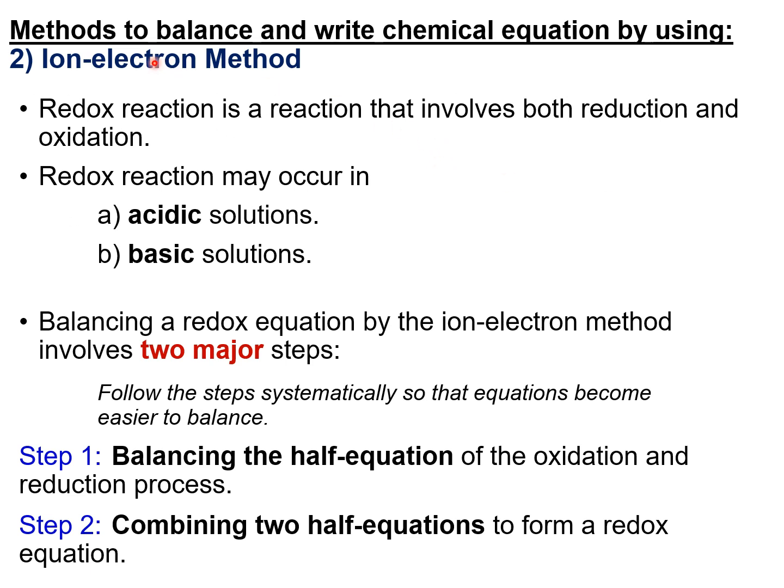Okay, next ialah macam mana you nak balance and write chemical equation by using ion-electron method. Basically, you guna ion-electron method ni bila you nak balance redox reaction. Redox reaction tu apa? Reaction yang involves both reduction and oxidation. And it may occur in acidic solutions and also basic solutions. So bila you nak balancekan redox reaction punya equation ni, dia ada two major steps. You need to follow this step systematically supaya senang you nak balance the chemical equation. So the first step ialah you need to balance the half equation first, and the second one you need to combine the two half equations to form a redox equation.